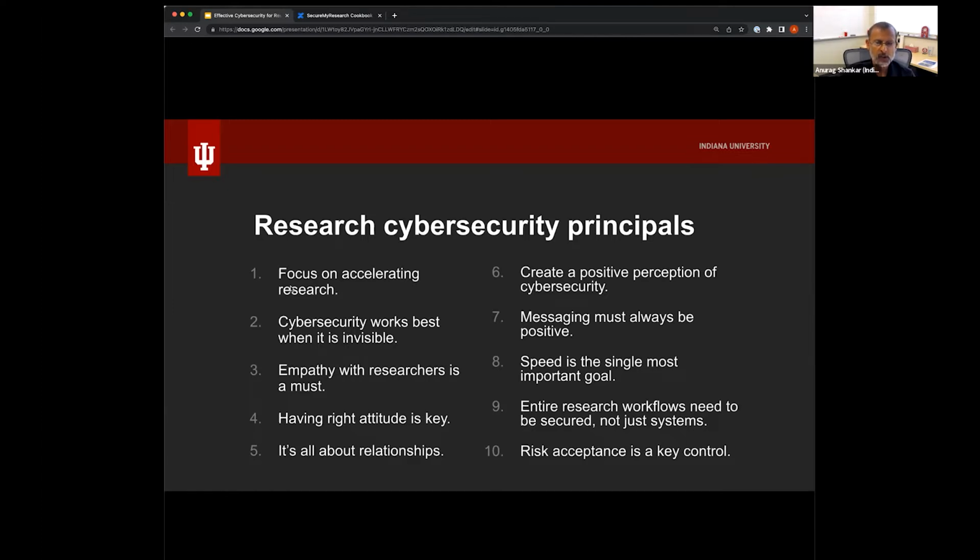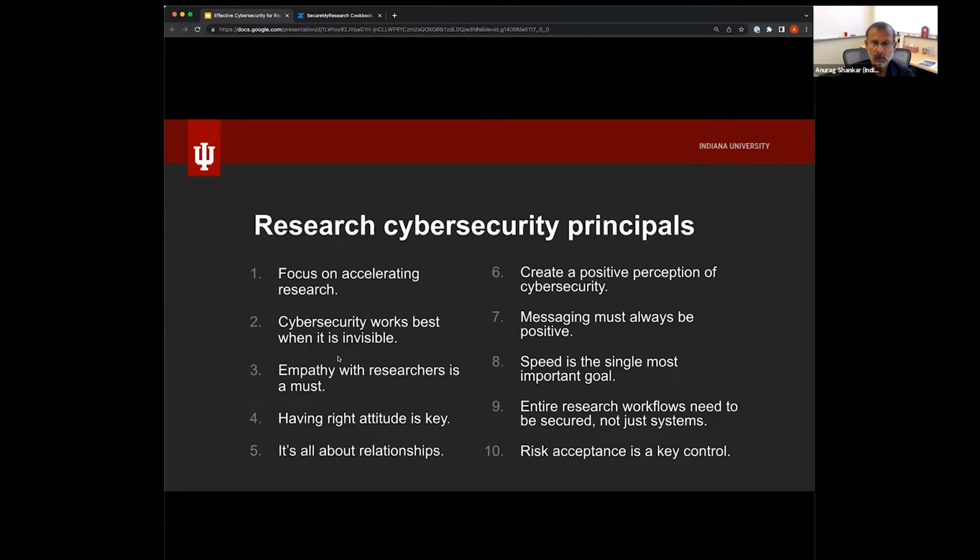The third one is, if you understand the research life cycle and internalize that, then you really need to empathize with the researcher in order to be effective. Researchers can very quickly detect your attitude. So that's the fourth one. Often there's the attitude that the researcher is the weak link in the chain, and I completely disagree with that. I think the reason researchers or anyone else uses insecure things is because the institution is not providing the right tools and the right support to do things securely.